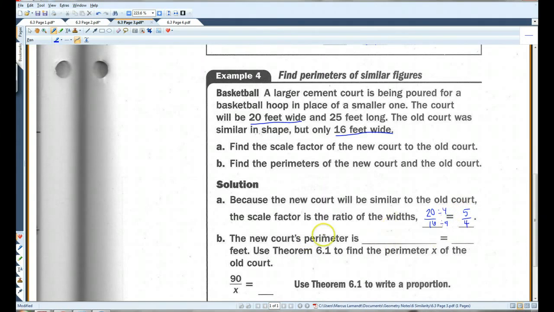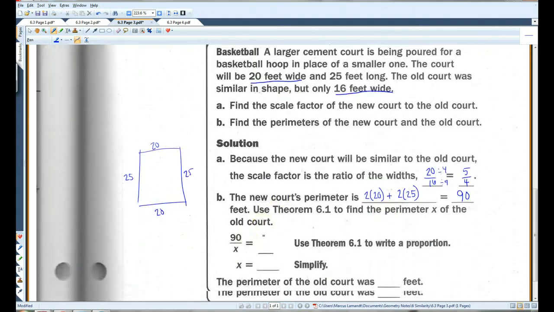The new court's perimeter is, let's see here, 2 times 20 plus 2 times 25. This is because it's a rectangle, so if this is 20 and 20, this is 25 and 25. This is how you would get the perimeter. 2 times 20 is 40, 2 times 25 is 50, 40 plus 50 is 90.